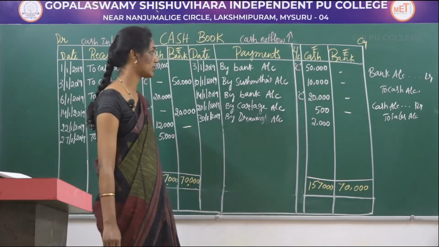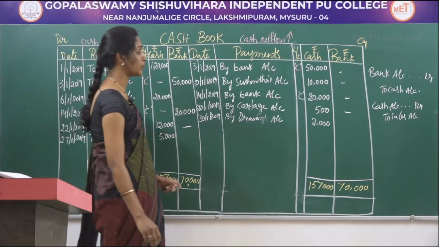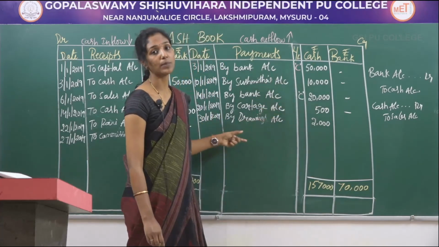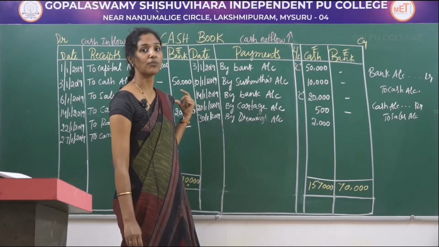1,57,000 and 70,000. So now you have to deduct the total of cash on the credit side from the total of the cash column of the debit side.